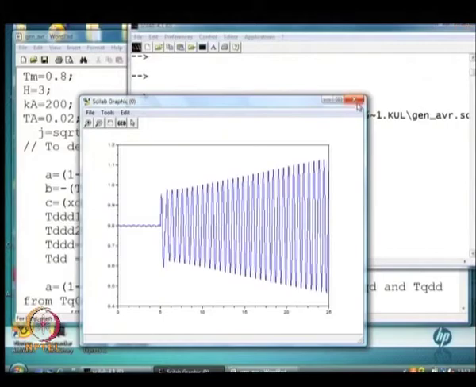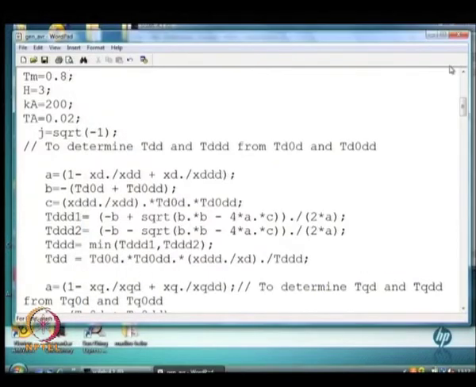So, in the next class we will try to see how this poorly damped oscillation, or in fact growing oscillations, can be damped by appropriate control systems. So, this is another aspect of improving stability which we will discuss in the next class.